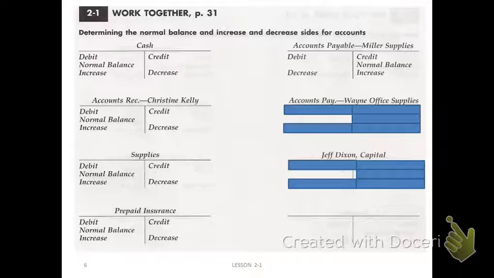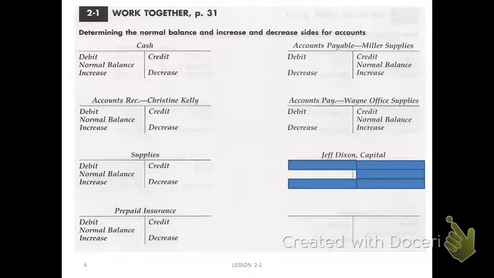Once again, we have another accounts payable, this time for Wayne Office Supplies. So we label our debits and credits. Just like we did, the increase to accounts payable would be on the credit side, and also that's the normal balance side. The decrease to accounts payable would be on the debit side. So accounts payable increases as a credit. Accounts payable decreases as a debit.